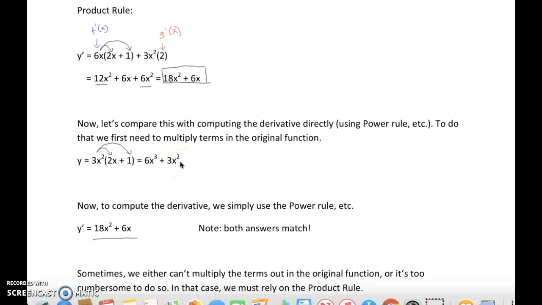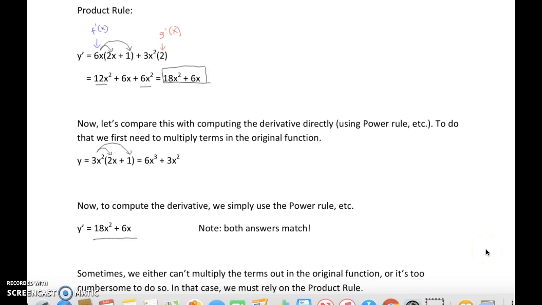No problem. Now if we want to take the derivative of this, we use our rule for it. The 3 and the 6 are going to multiply, so we get 18x squared. And then the 2 times the 3, minus 1 on the exponent, is plus 6x. You'll notice that this answer matches the answer we got using the product rule.